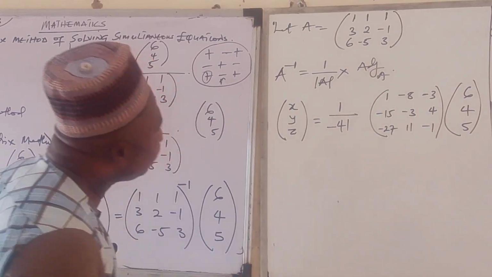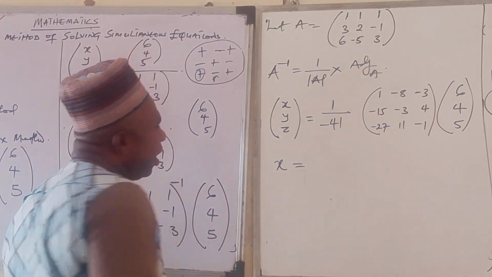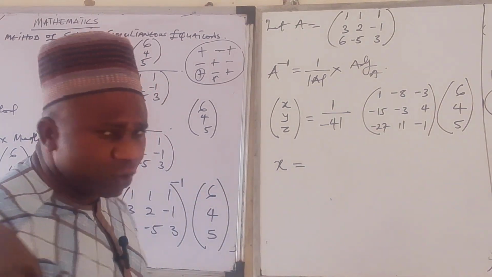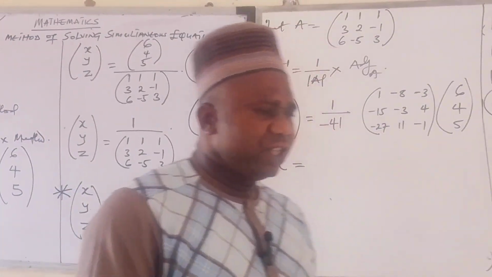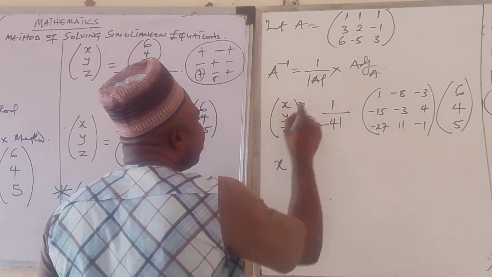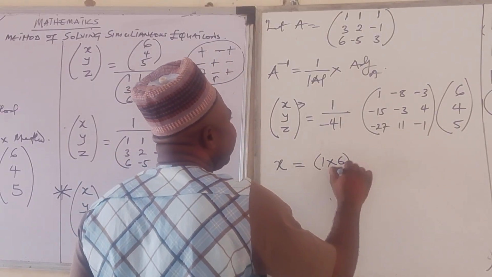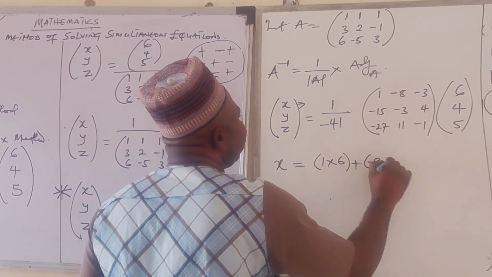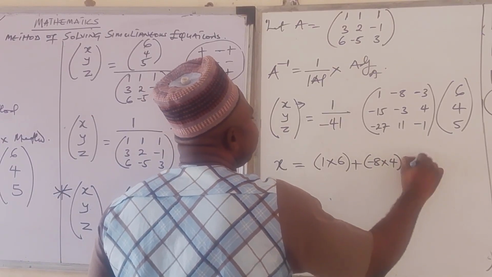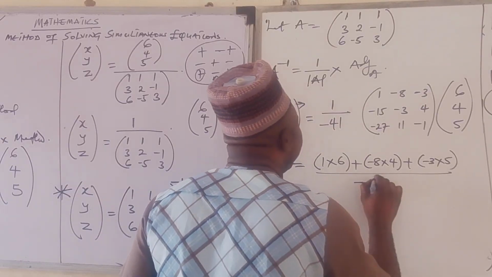So here, to get the value of x, now remember multiplication of matrix. You can still watch my video on multiplication of matrix to understand this better. So to get the value of x, x is actually the first one here. So we have 1 times 6 plus minus 8 times 4 plus minus 3 times 5, divided by minus 41.